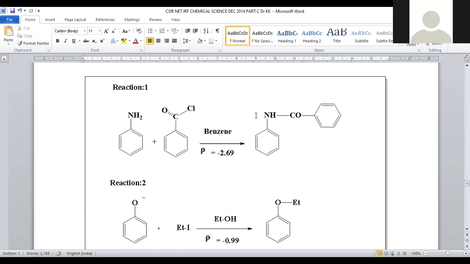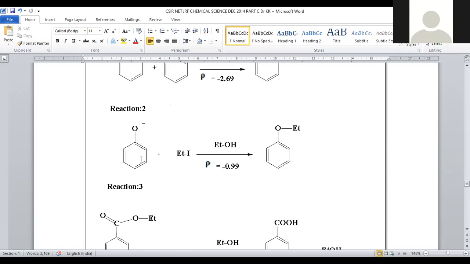HCl condensation reaction got carried out and the corresponding amide got generated. This will be reaction number 1. Let us move on to the second one, phenoxide. When phenoxide is treated with ethyl iodide, iodide will be discarded and ethyl will be added on the center in the presence of a protic solvent called ethanol. Then the rho value will be -0.99. So it is converted into an ether compound.